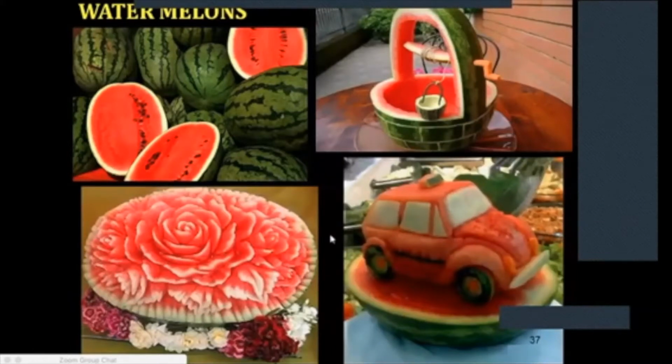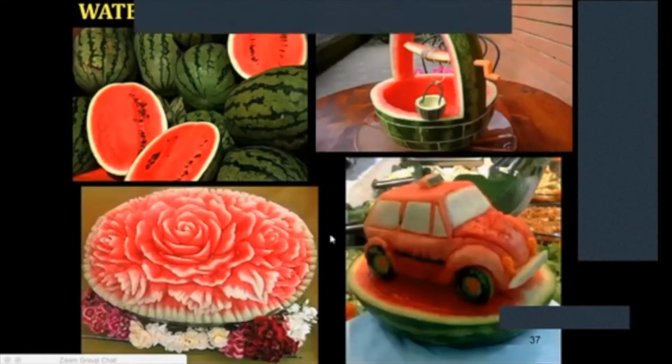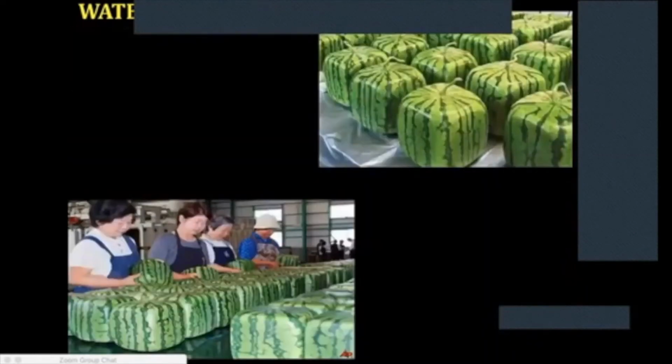But these watermelons cannot be done. So one scientist thought of that. For these problems, he came up with an innovative idea called the square watermelon. You might have seen this in Google. It was invented in Japan and China. They made a cage around it and brought out a square watermelon. This square watermelon is very easy for cutting, for eating, for transportation, for arranging, for everything.